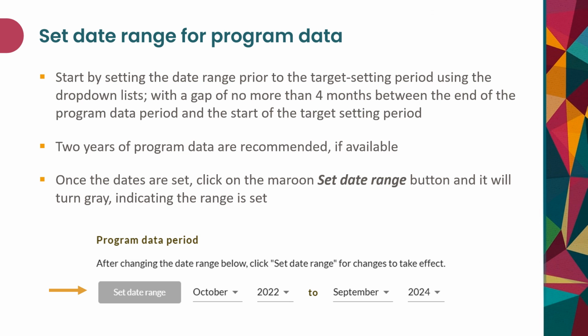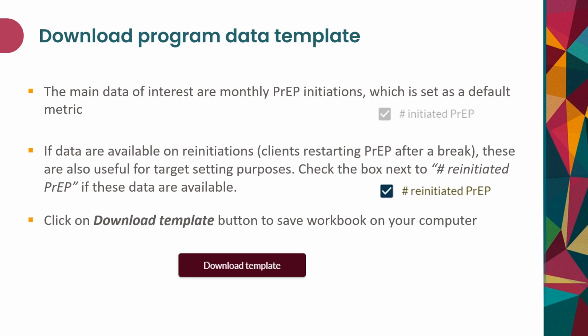Once you've set the dates, click on the maroon Set Date Range button so that it turns gray. If it's gray, then you know that the date range has been set. Next, you can download the program data template. The main data of interest are monthly PrEP initiations, which is set as the default metric.